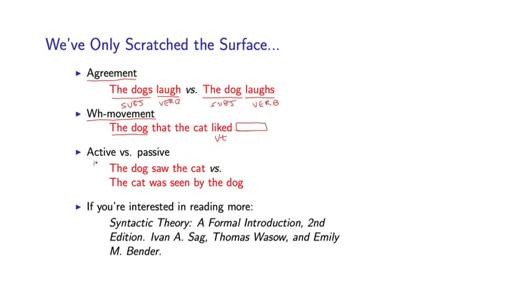Another example of something we've missed, we have active versus passive sentences. We can say the dog saw the cat versus the cat was seen by the dog. And it's really critical to somehow relate these two sentences, identify that they, in some sense, come from the same thing, or they have a very closely related meaning, perhaps even the same meaning.